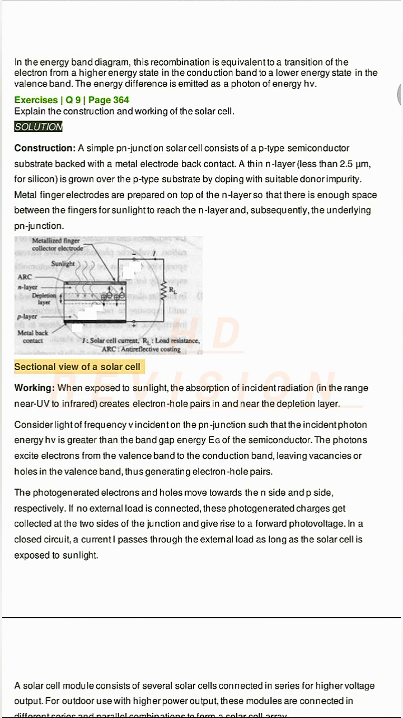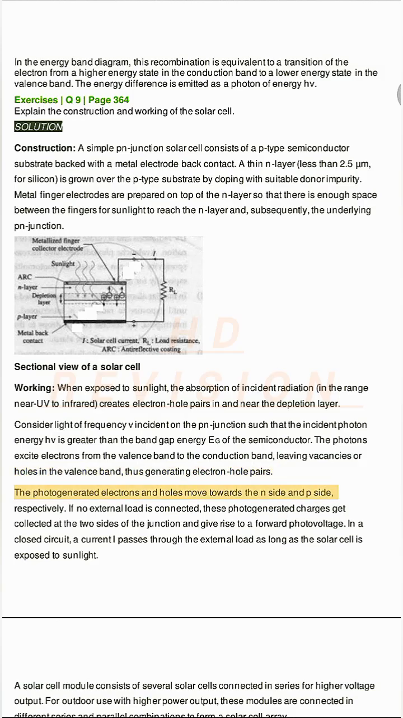Sectional view of a solar cell. Working. When exposed to sunlight, the absorption of incident radiation, in the range near UV to infrared, creates electron hole pairs in and near the depletion layer. Consider light of frequency ν incident on the p-n junction such that the incident photon energy hν is greater than the band gap energy Eg of the semiconductor. The photons excite electrons from the valence band to the conduction band, leaving vacancies or holes in the valence band, thus generating electron hole pairs.